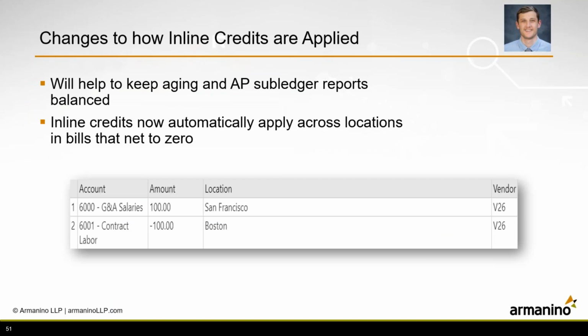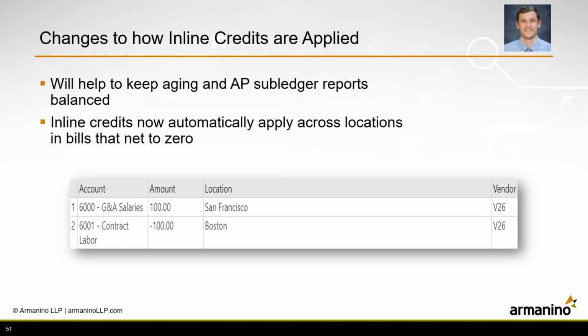And then finally in AP are changes to how inline credits are applied. To keep your AP aging and your AP subledger reports balanced, Sage Intacct improved how cross-location inline credits function for your zero value bills. Now when you create a net zero bill, any inline credits that were created across locations are auto-applied regardless of how your AP or your multi-entity configuration is set up.